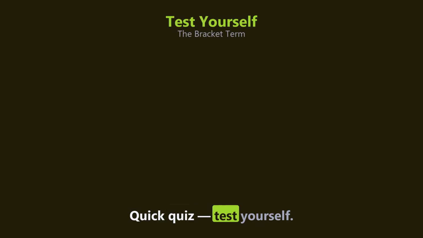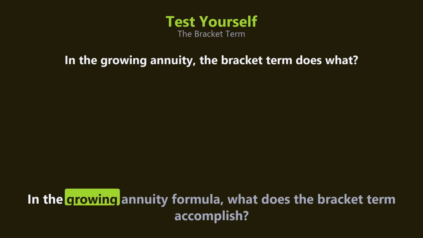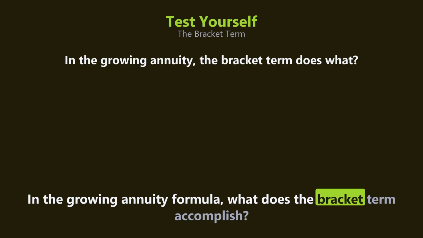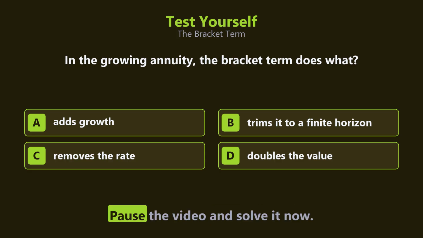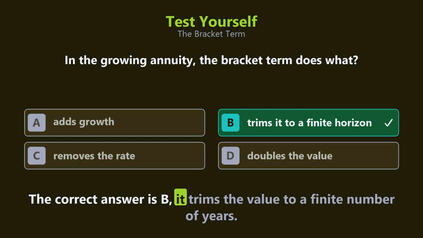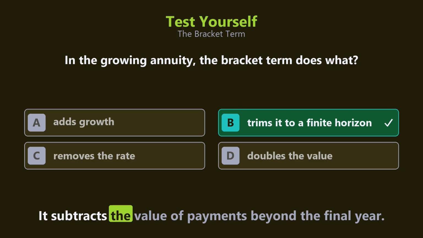Quick quiz, test yourself. In the growing annuity formula, what does the bracket term accomplish? Here are your 4 options. Pause the video and solve it now. The correct answer is B, it trims the value to a finite number of years. It subtracts the value of payments beyond the final year.